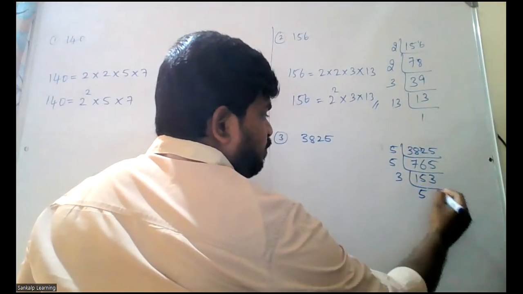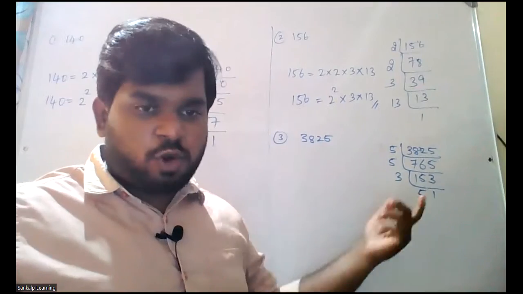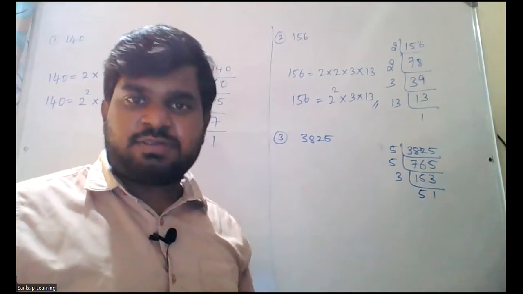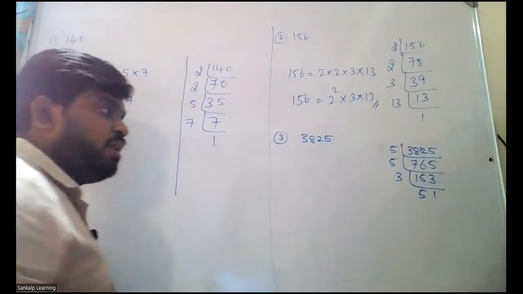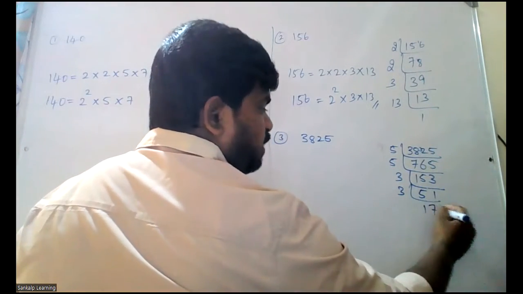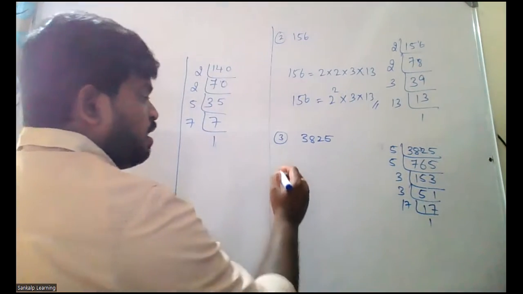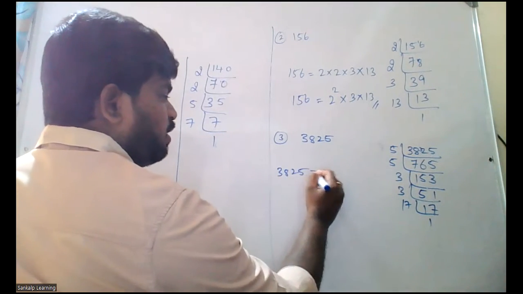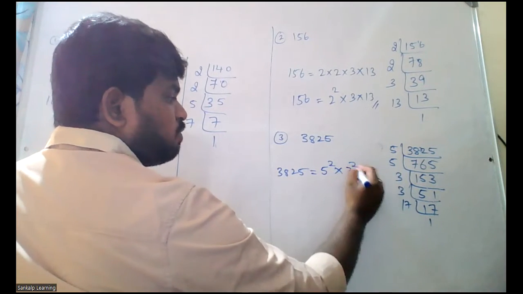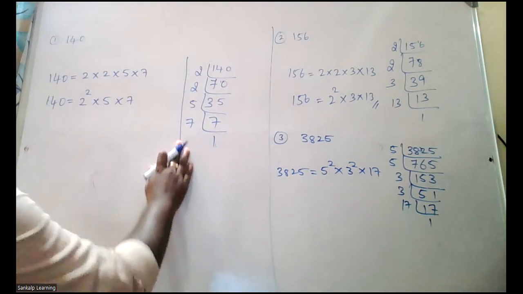So 3 5s are 15, 3 1s are 3. Again 51, does it go by 3 tables? 5 plus 1 is 6. 6 is divisible by 3. Therefore, you can divide by 3. So 3 1s are 3, 2 carry, it becomes 27, 3 7s are 21. 17 itself is a prime number, 17 1s are 17. Therefore, 3825 can be written as 5 square, 3 square into 17. Okay, this is our third question.